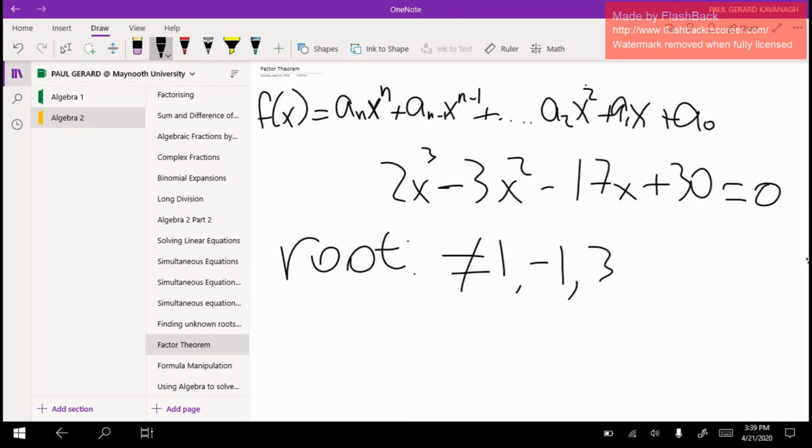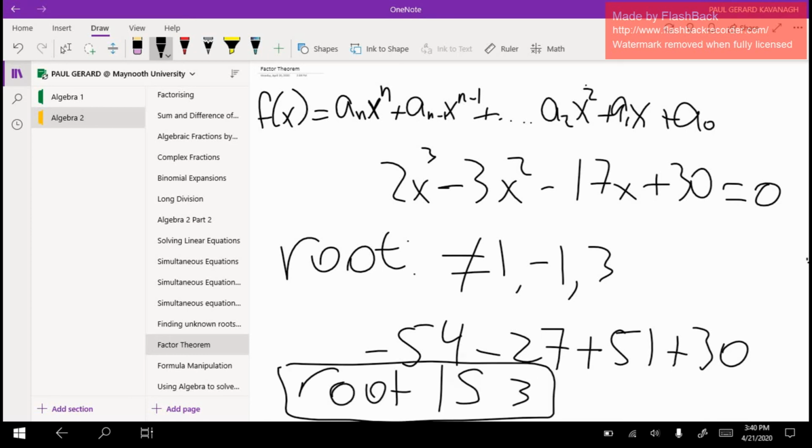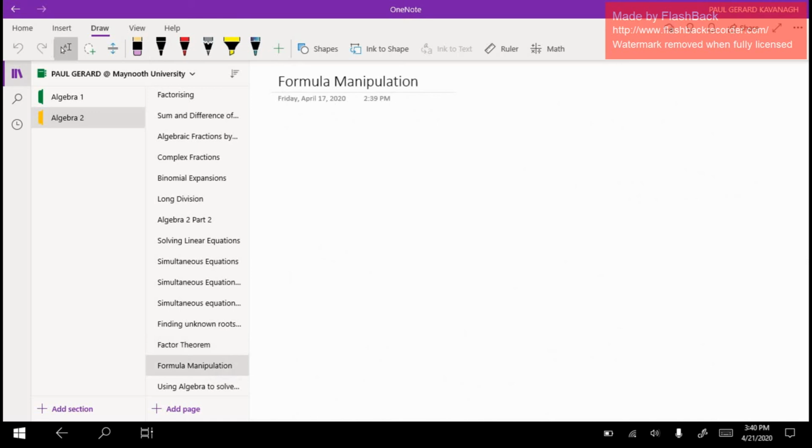And you would think that minus 3 is going to be the same. No, it might not be. With the minus 1, I just knew, because with the x cubed it's going to turn the 2 into a minus 2, so that wouldn't have made a huge difference. With the minus 3 it could, because 27 is a bigger number than 3. So let's try it. We're going to have minus 54 minus 27 plus 51 plus 30. Okay, 51 and 30 is 81. Minus 54 minus 27 is minus 81. Minus 81 plus 81 is 0. So a root is minus 3, and that would be how you would do that.